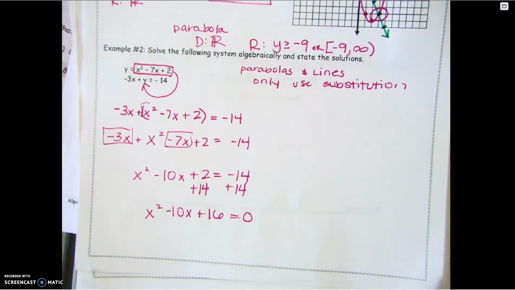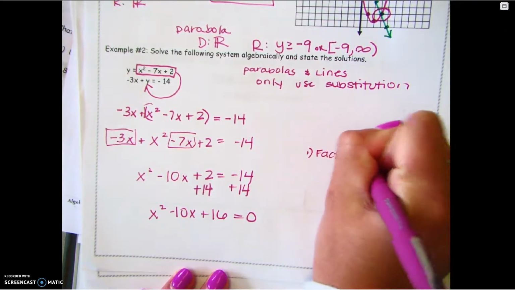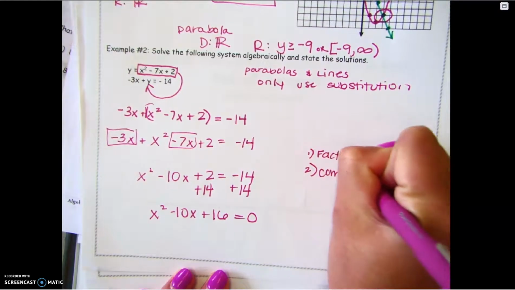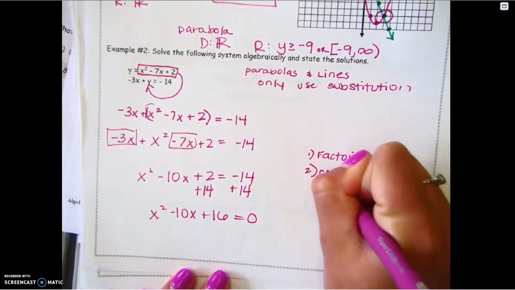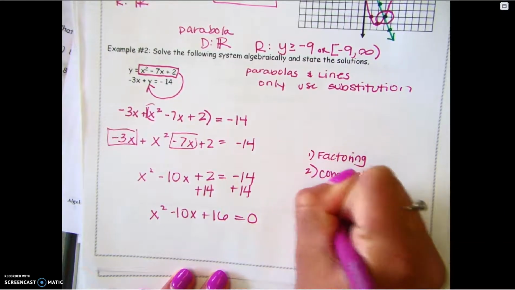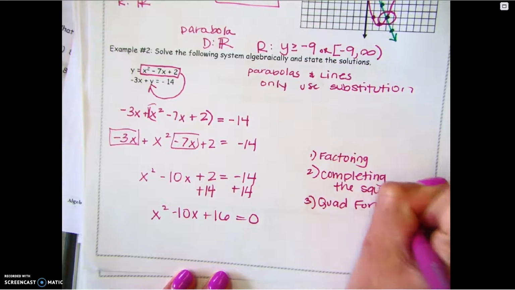And so now that I have a quadratic, I can solve by either factoring, which I always try to do first. I can do completing the square, which would work nicely because the b value is even. Or I can use the quadratic formula. So any of those will work for this. I'm going to try to factor it.